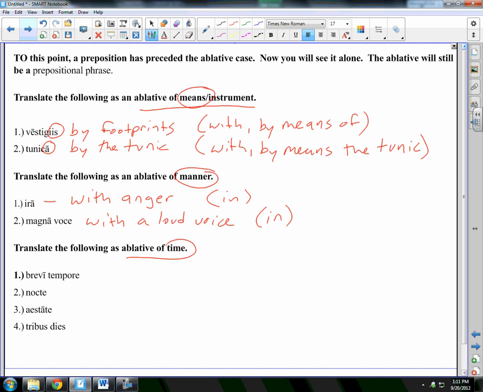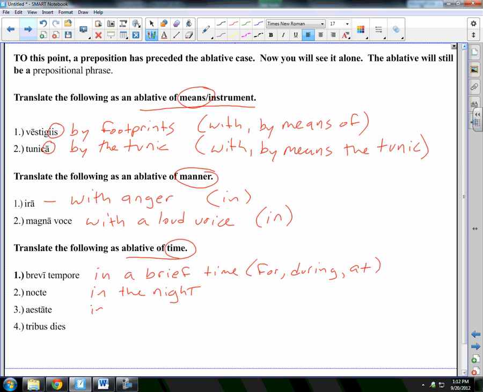Let's look at the ablative of time. If I have a time word, there are several ways to translate it. If I have brevi tempore, and I translate it as in a brief moment or in a brief time, I could translate it several ways to make sense with the sentence. I could say for a brief time, during a brief time, at a brief time. Any of those are going to work out. Same thing for nocte. In the night, during the night, at night, those are going to all work.